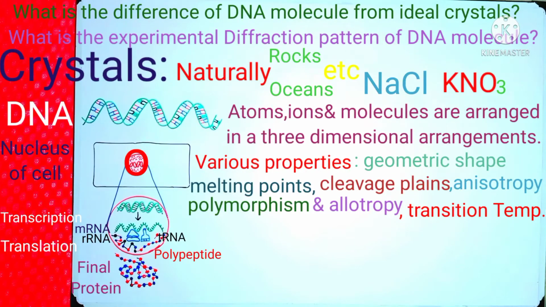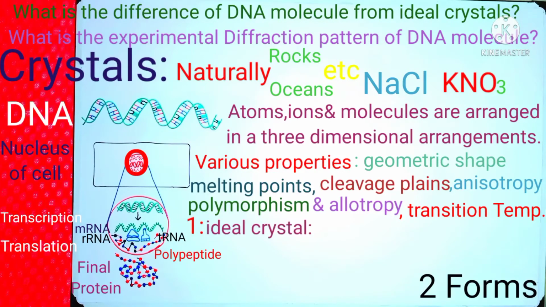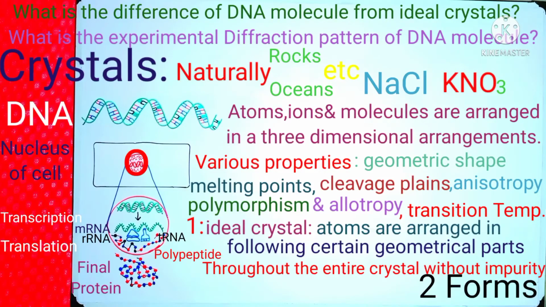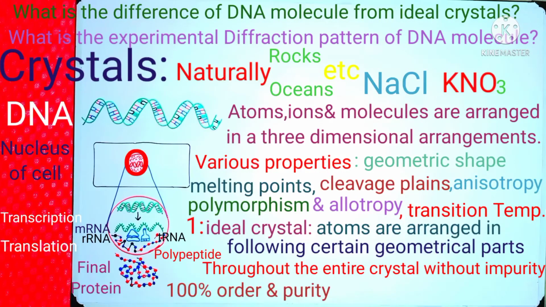Crystals can be divided into two forms. The first one is the ideal crystal. A crystal in which atoms are arranged following certain symmetrical patterns throughout the entire crystal without any impurity is known as an ideal crystal. So an ideal crystal is an infinite single crystal with 100% order and purity. Such a crystal is ultimately known as a perfect crystal, also called an ideal crystal. But ideal crystals neither occur in nature nor can be prepared by any artificial method.